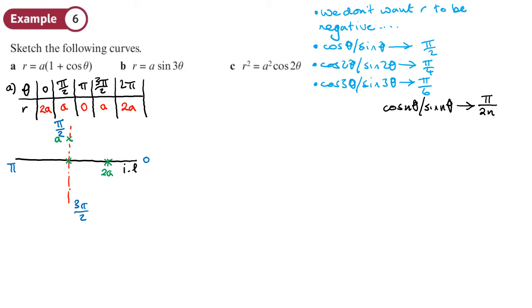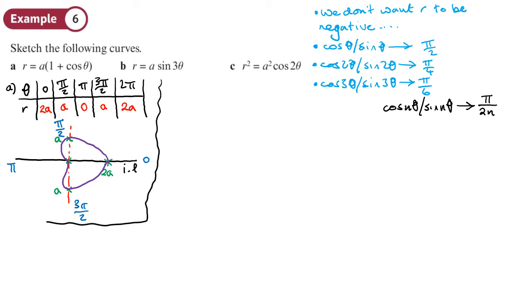When the angle is 3 pi over 2, the length is a, so I'm here, and then I'm back to 2a. Now, it takes a bit of practice drawing these, but they're always curved shapes, so what we get is something like this, which is like a heart shape. Right, part B.